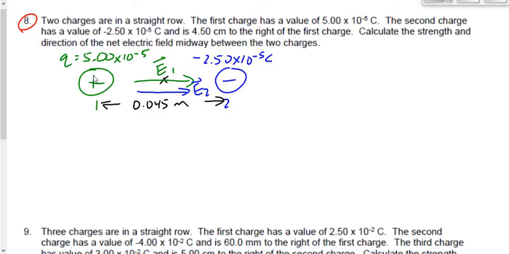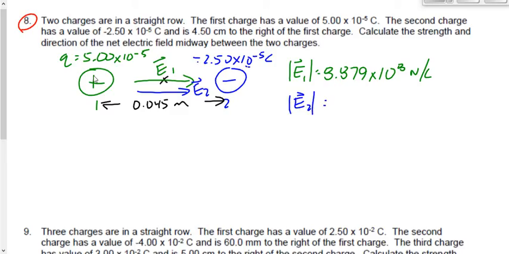When we do, we're going to find that E1, that's the one caused by the positive, is 8.879 times 10 to the 8. What would be the distance that I would use there for R? Good. Half of 45 centimeters, or 22.5, which is 0.0225 meters. So we calculate E2 the same way, same distance actually. KQ, drop the sign of the charge, divided by R squared gives us a value of 4.44 times 10 to the 8.